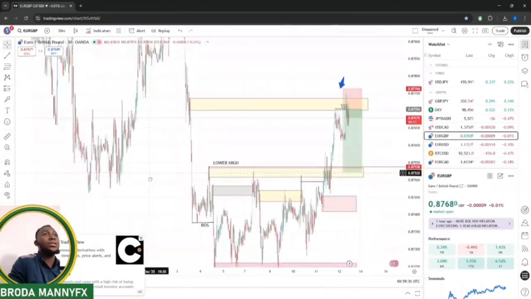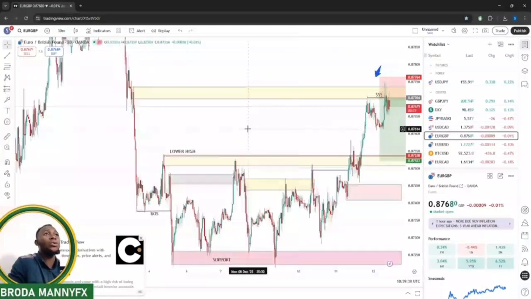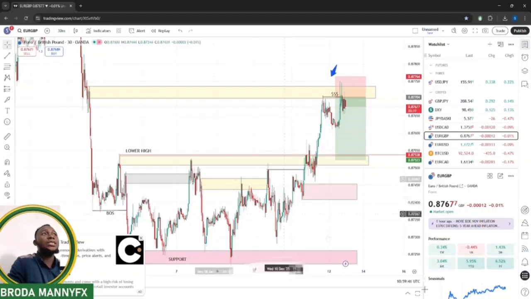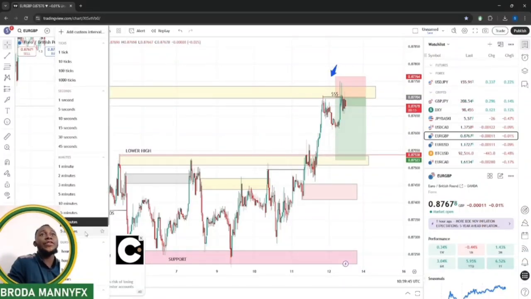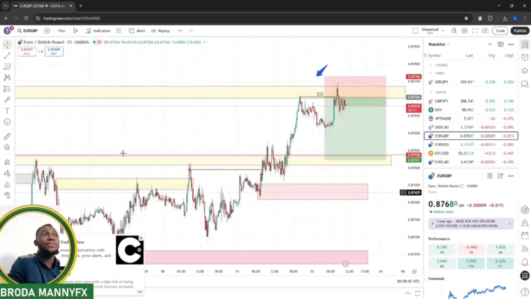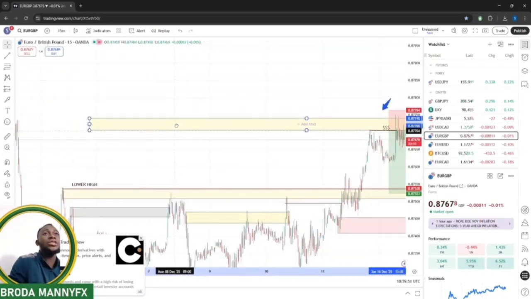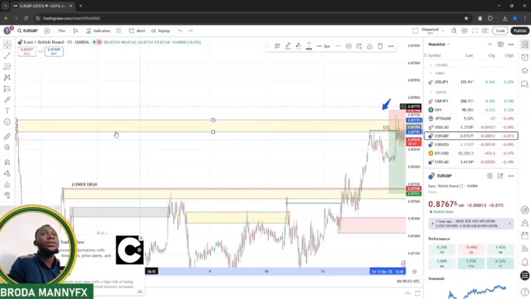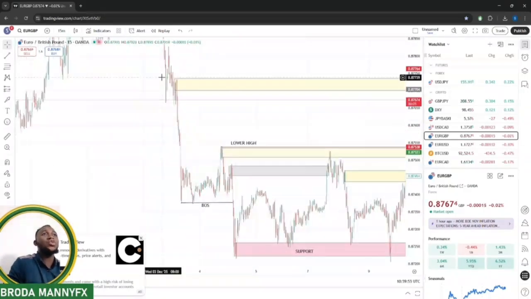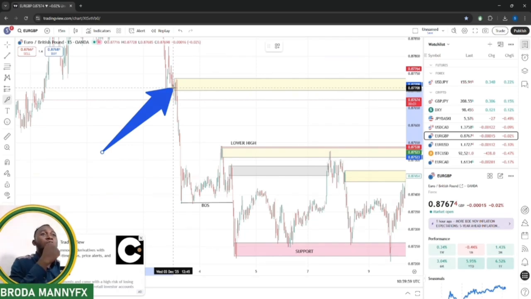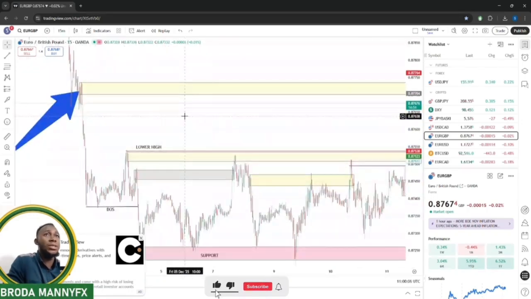Now, as you can see, this is our order block on a 30 minutes time frame, right? Now let me take it to 15 minutes time frame so that we'll see it very clearly. Now this is where we are waiting for the market to tap into. Let me use my arrow. So this is our order block. This is where we are waiting for the market to start selling this Euro GBP to the downside.